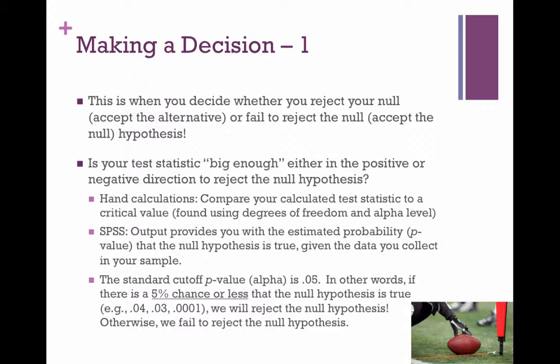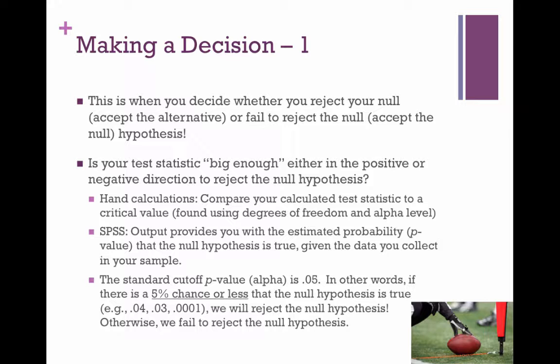So if we have hand calculations, this is where you compare your calculated test statistic to a critical value. And we're going to have tables that we're going to look at to give us our critical values. And we use degrees of freedom, which we'll hand calculate, and we're also going to use our alpha level, our significance level, that we set in order for us to find our critical value that we compare to our test statistic.